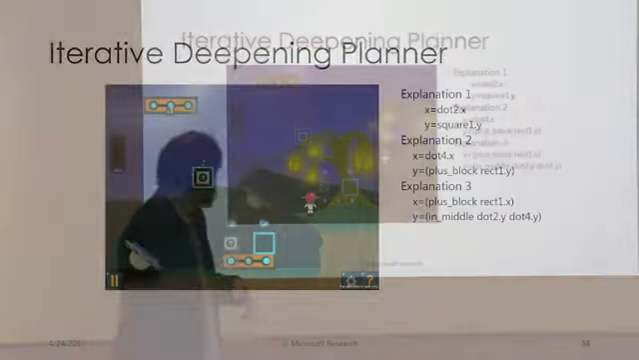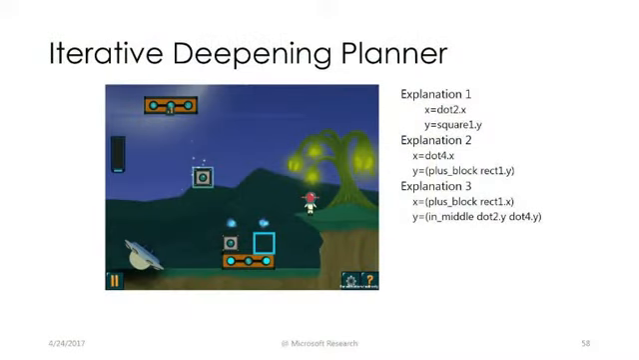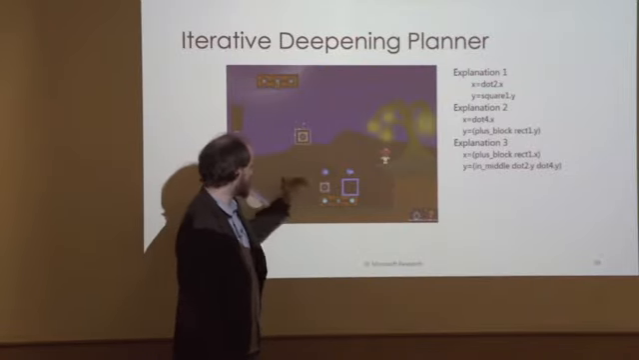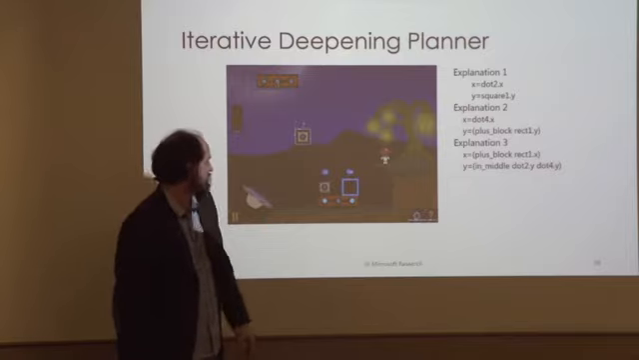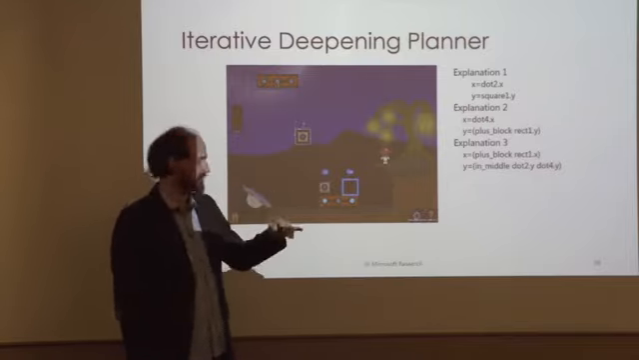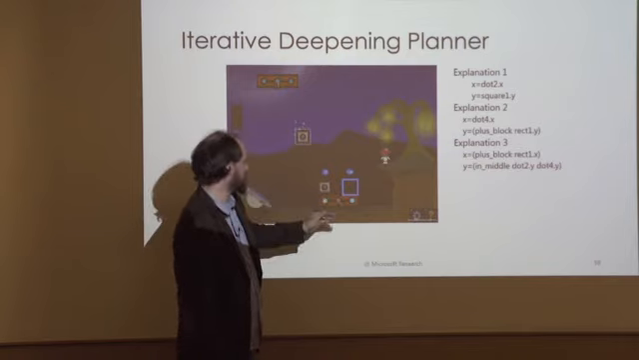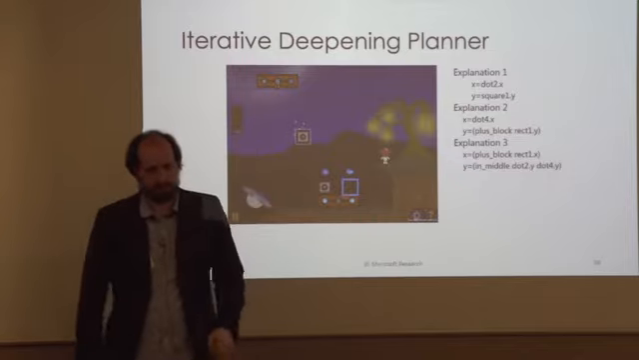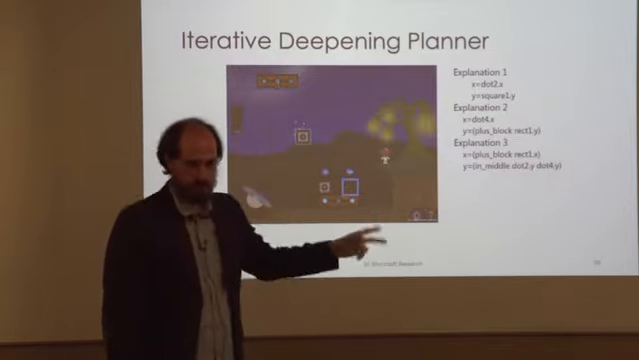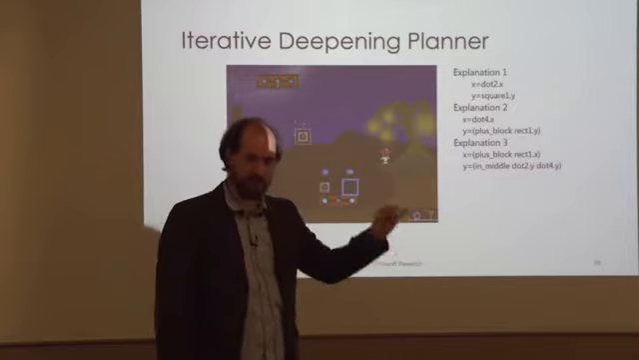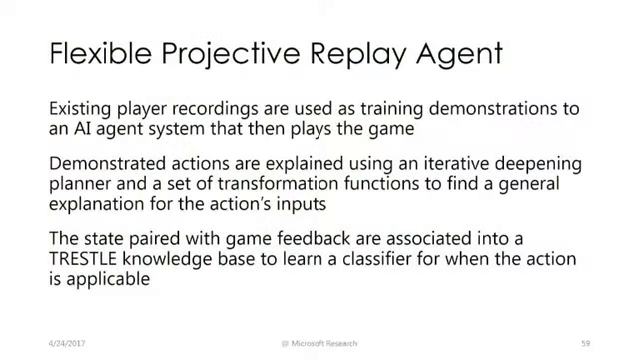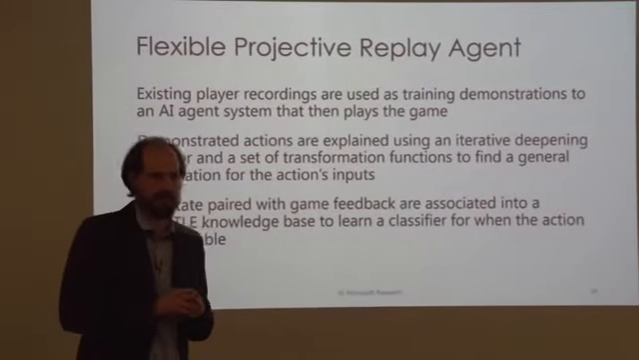So for example, if I were to place this block in this position, you could explain that in reference to, say, the x value of this dot and the y value of this square. You could use a function like plus a block, or a block away from this rectangle for its height, and also a block away from the center of the rectangle. Or you could use, say, in the middle of two things, to describe where the particular parameters of that action came from. And then from there, the state is paired with game feedback and associated into a Trestle knowledge base to learn a classifier for when that action is applicable.